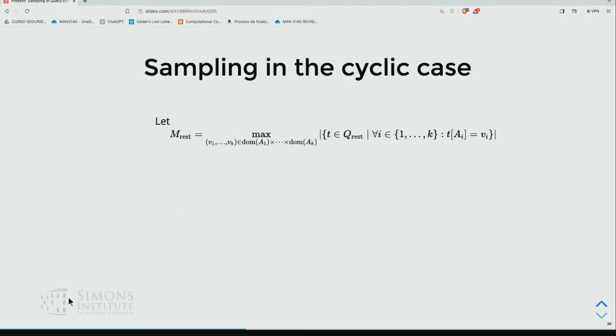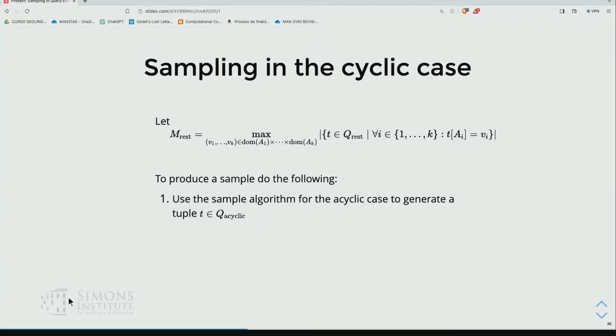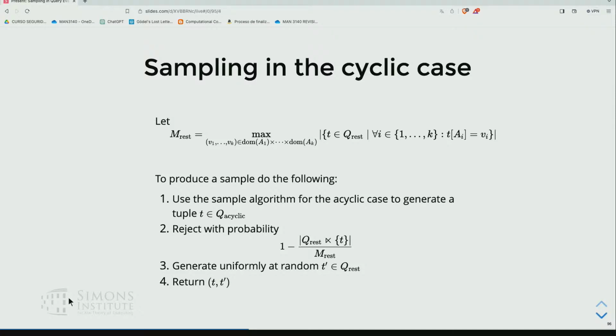And then you do the sampling exactly in the same way, right? You say, okay, in order to do the sample, use the sampling algorithm for the acyclic case to generate a tuple t in Q acyclic. This you can do efficiently. Then reject with probability that is going to be proportional to this Q rest semi-joined with t. So here you will have to compute the answer to this Q rest. What you expect is that even if the query is large, hopefully the part that is cyclic is going to be small, right? Hopefully you can divide this into a query that is large and another one that is small. And then you are going to generate uniformly at random a tuple from this Q rest. Again, exhaustively, you don't have an algorithm to do that, right? Or an efficient algorithm.